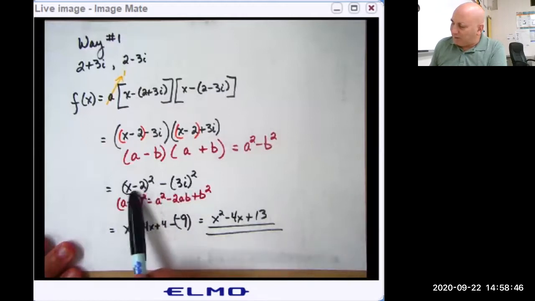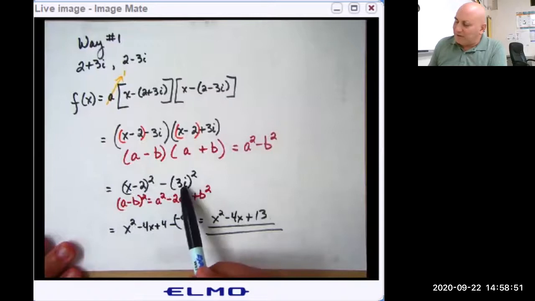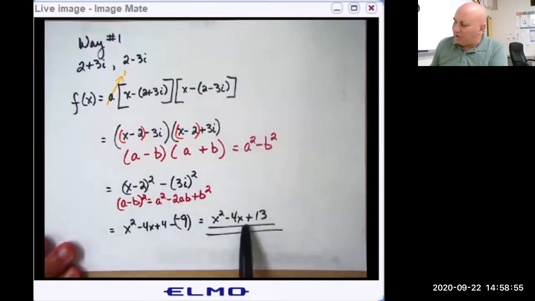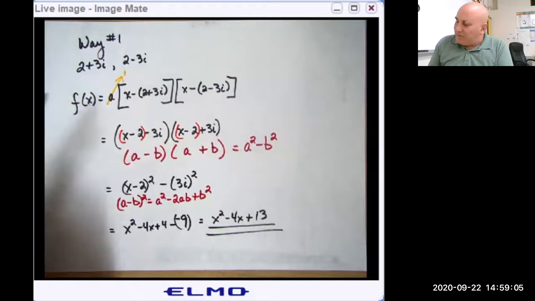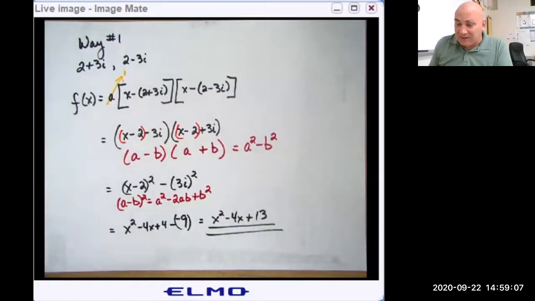Well, we have to FOIL this using this formula. 3i squared is -9, so minus a -9. There's the polynomial that has these two roots. And you can check that with the quadratic formula. Now, that's pretty cool. I like it, but I like this other way even more.